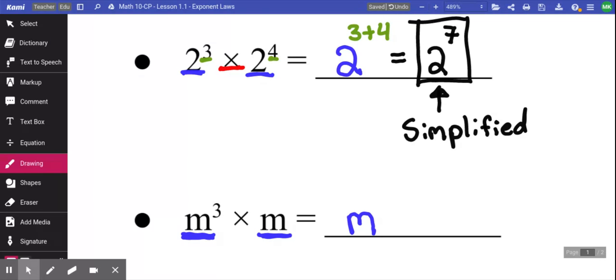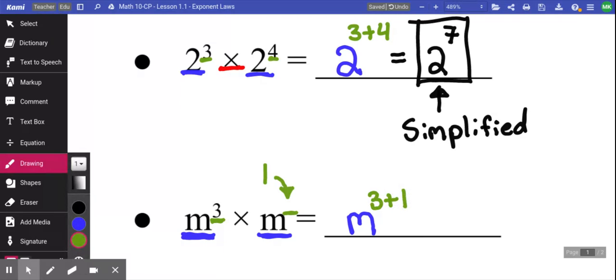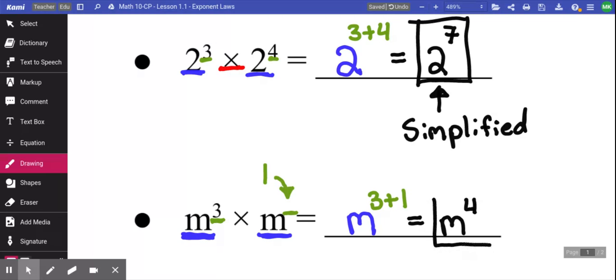Yeah, Deshane. So if there's no exponent, that's an invisible 1. They don't write to the power of 1. Okay, so just so you know, if there's no exponent, it means 1. So if we have same base multiplying, we add the exponents, 3 plus 1. This is now a single m to the power of 4. There's a single power, simplified form.